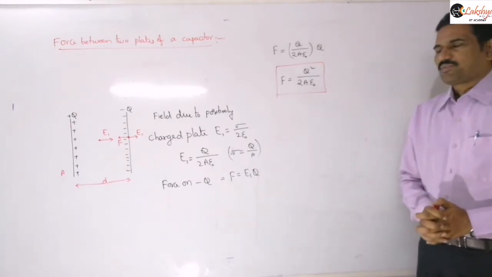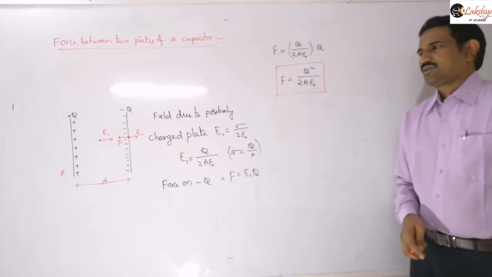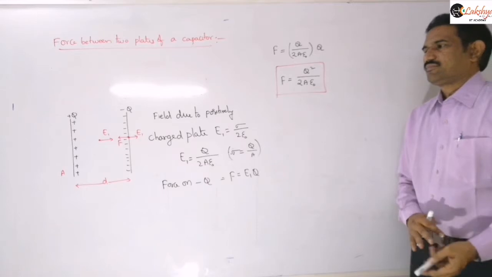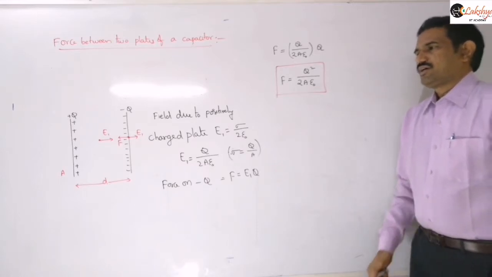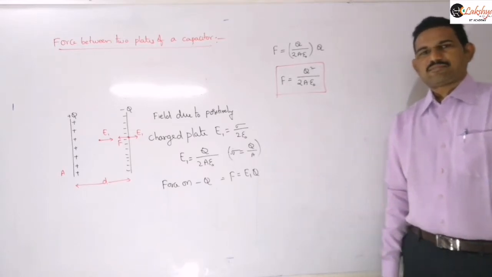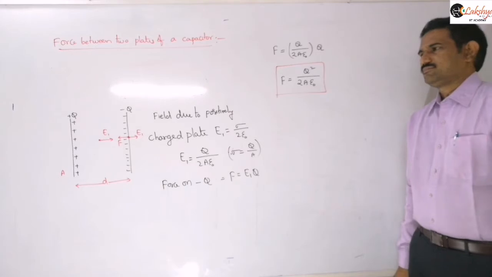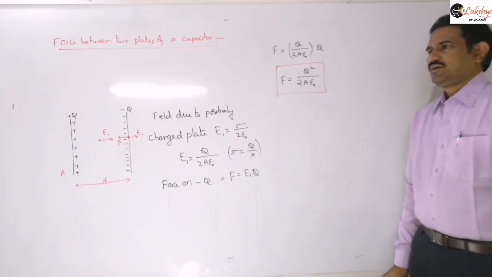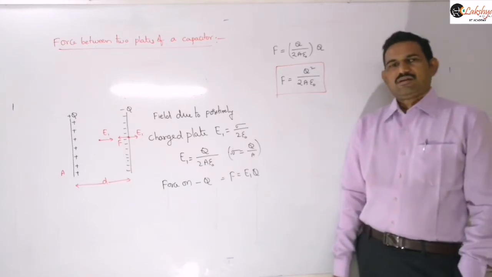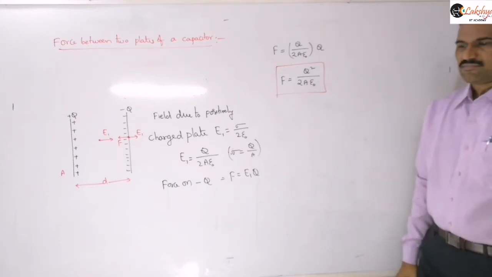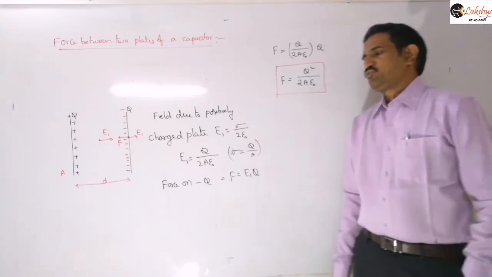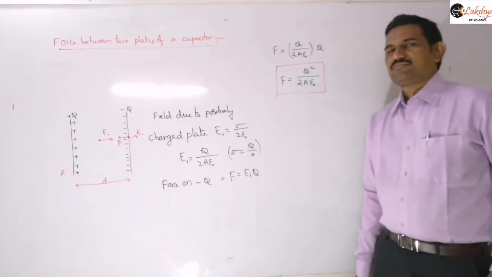Consider a parallel plate capacitor having area of each plate A separated by a distance D. Let Q be the charge on the capacitor.